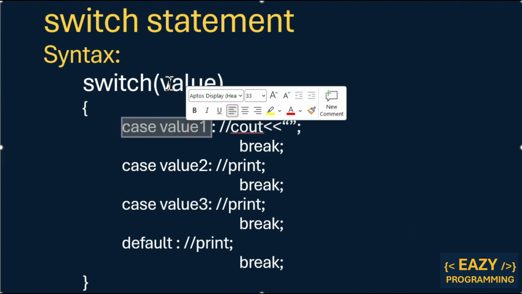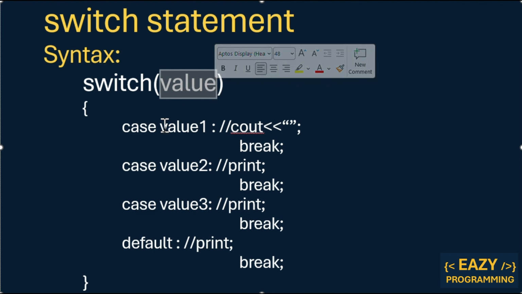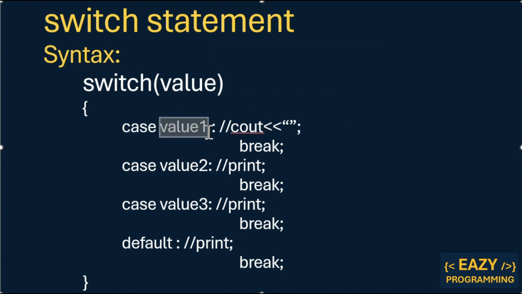Now this value will be checked for case 1. If case value 1 is true, then it will print the statement mentioned here, and I am writing a break. If I skip this break, then even after executing these statements, it will also check for case value 2, which will be false, and again check for case value 3. I don't want that. If case value 1 is true, then it should come out of the switch block.